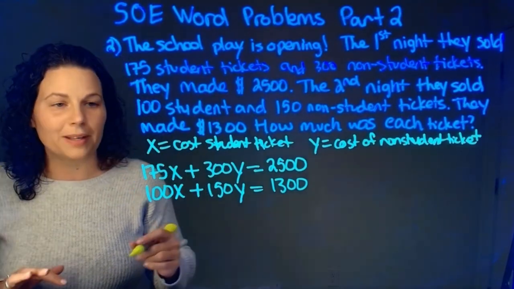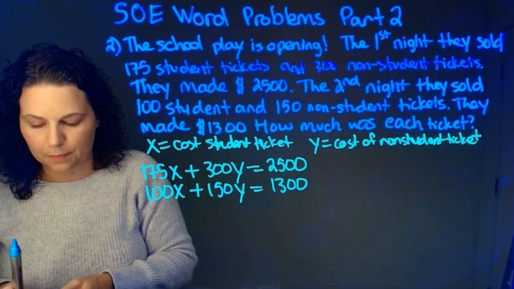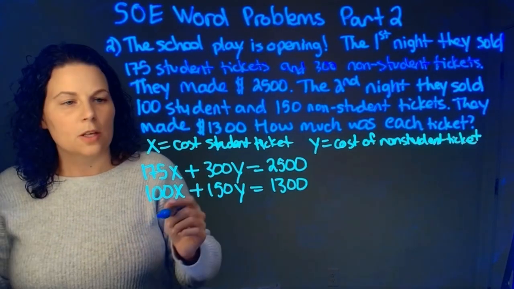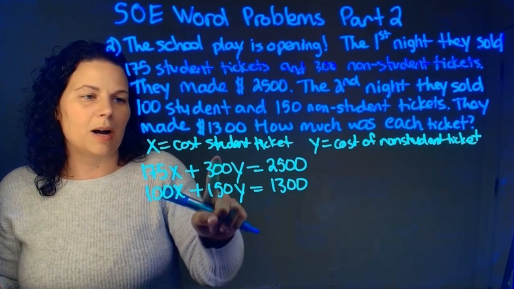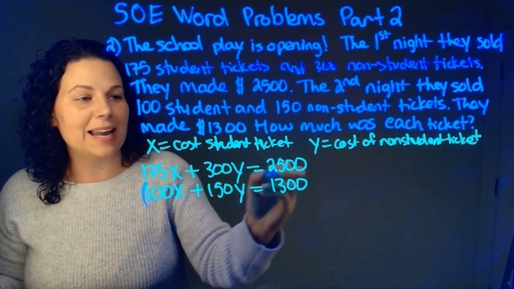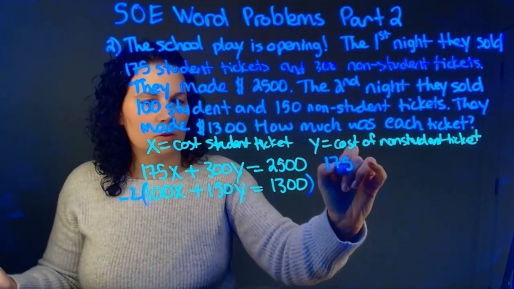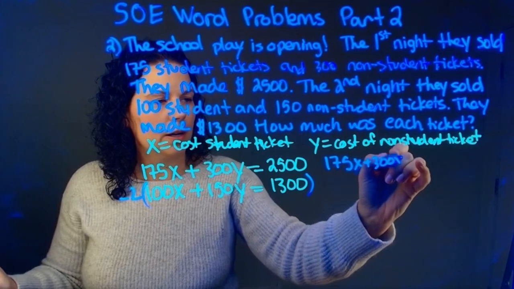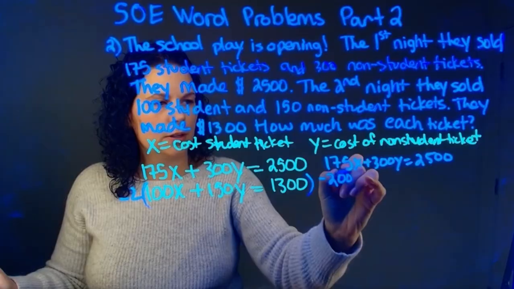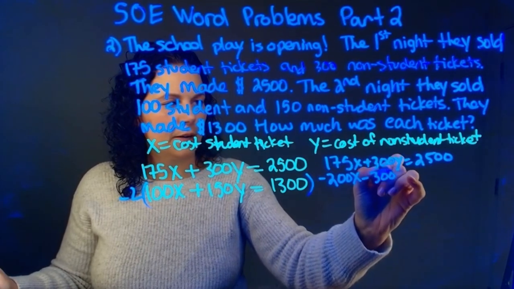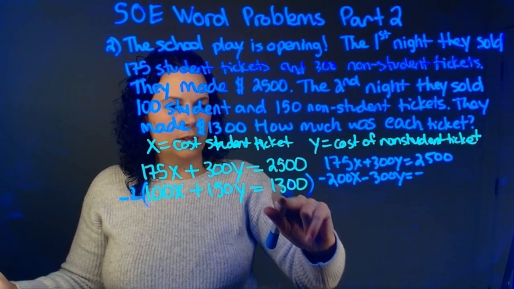Now these numbers do look a little big, but if we need to, we can use a calculator, and I am mostly to save time. So let me get my calculator ready. Okay, so I also noticed that if I multiply the second equation by 2, my y's will have the same number. I'm going to multiply by -2 to make sure they get opposite signs. So 175x plus 300y equals 2,500. Don't have to change that one. Negative 200x minus 300y gives me negative 2,600.